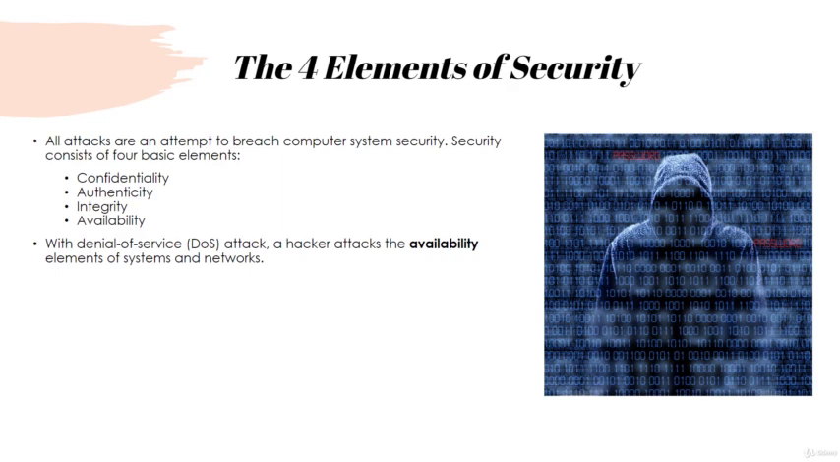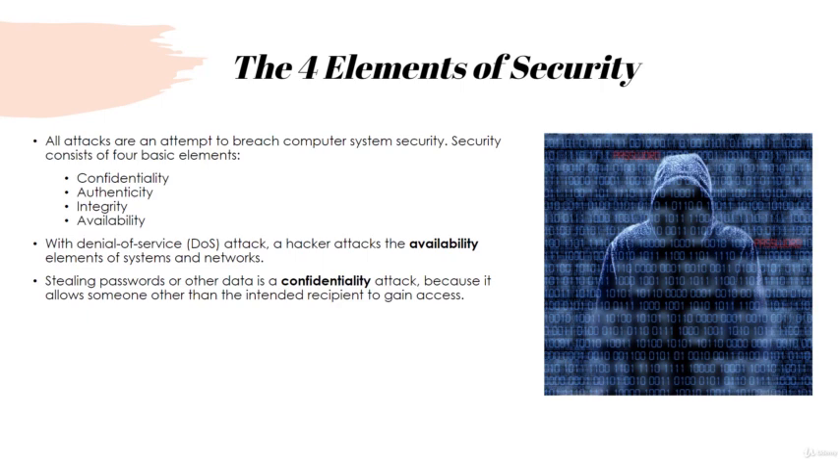That's the availability factor. And then stealing passwords or any other type of data is a confidentiality attack, because it allows someone other than the actual recipient to gain access. They're hacking some type of network and looking to get information, passwords, records, whatever that may be. That's the confidentiality element. So it's very important to understand the different types of attacks within these 4 elements.